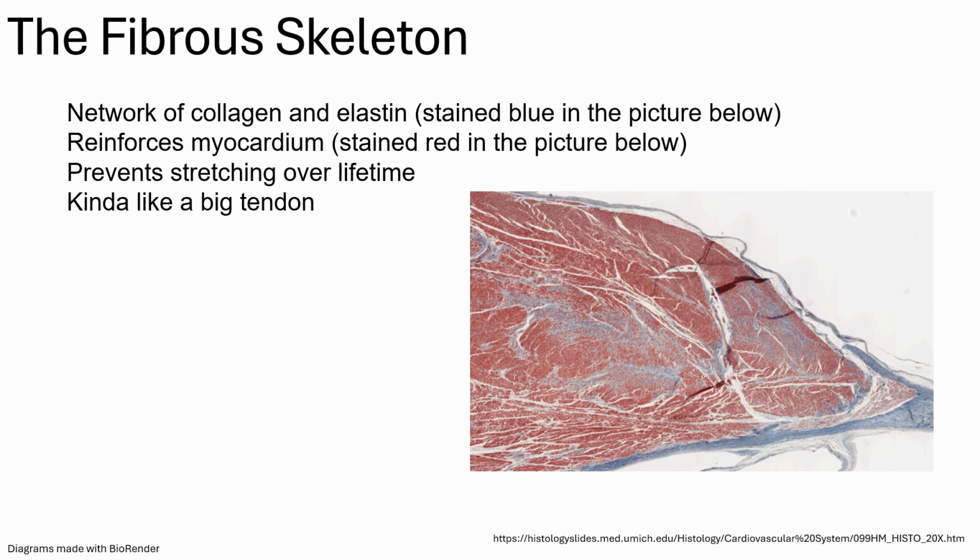It's like this big tendon. And as the myocardium, the muscle, contracts, it kind of pulls against this fibrous skeleton, much like a skeletal muscle would pull against a tendon and a bone. And over the lifetime of the heart, it's this fibrous skeleton that prevents stretching of the myocardium. The myocardium would really just be a mushy ball, and the fibrous skeleton gives it more structure.